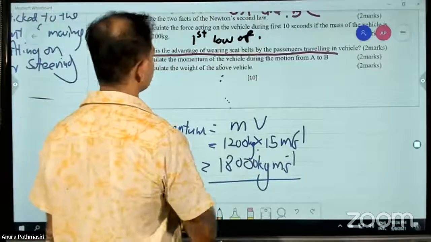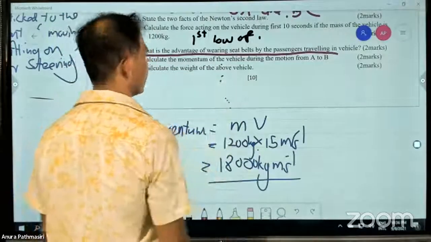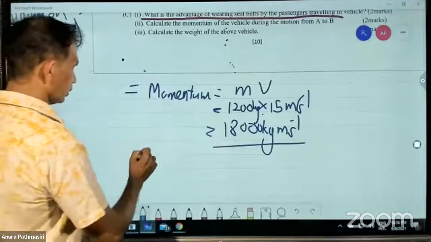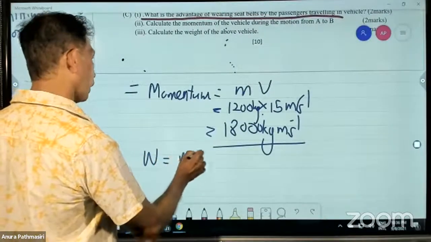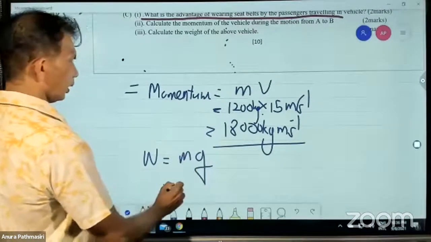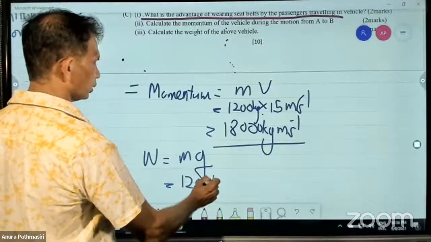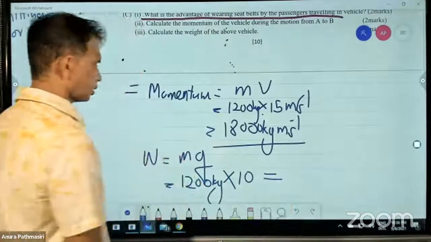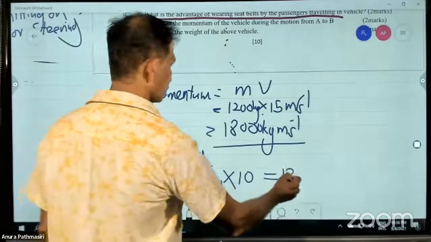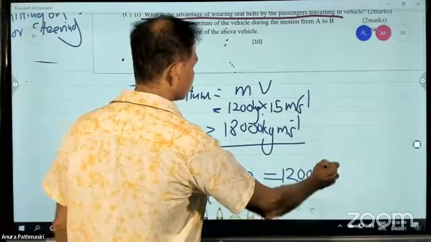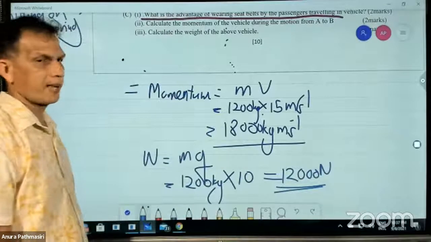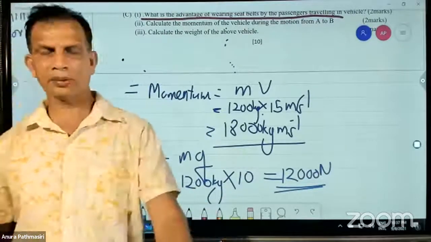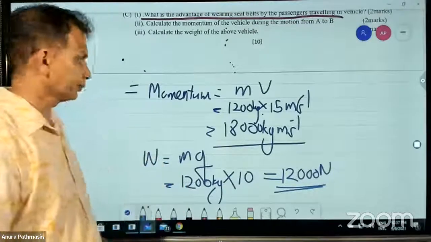I'm sorry. Calculate the weight of the above vehicle. It's a simple formula: W equals m g. m is 1,200 kilograms, and gravitational acceleration is taken as 10. Then it's 12,000 Newton. Weight is found by m g.